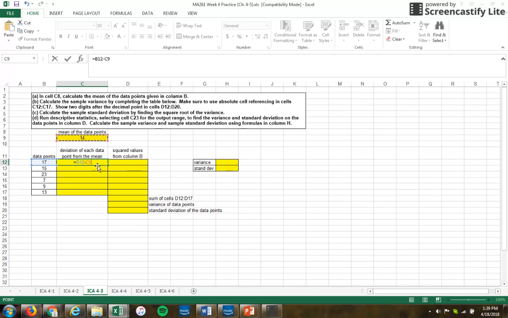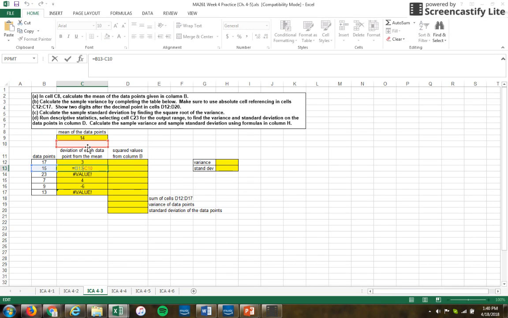Now, one thing we can do is use absolute cell referencing. One thing that's nice about Excel is we can just copy this formula. We get 3, which is the correct answer, so 3 would be the deviation. We could just copy this. We can highlight this little corner here, drag it down, and copy. What's nice about that is it copies the cell formula.